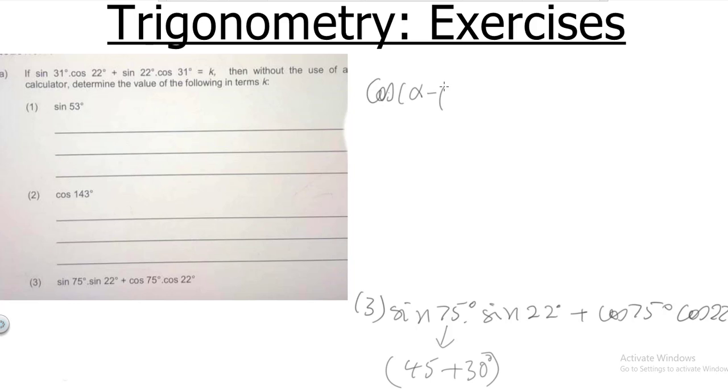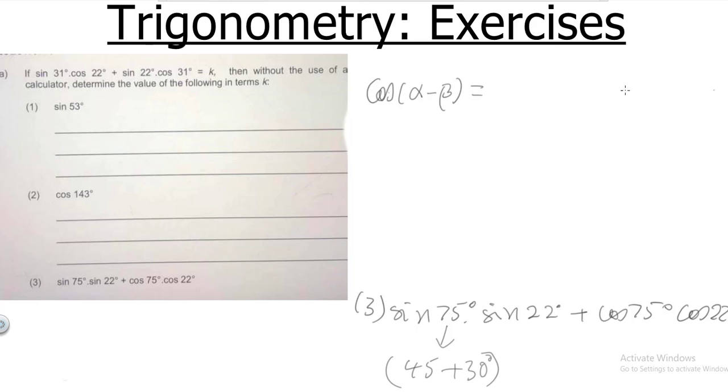Remember, cos(alpha minus beta) will give you sin alpha sin beta, sin beta plus, or minus, sorry, no, that will be wrong.